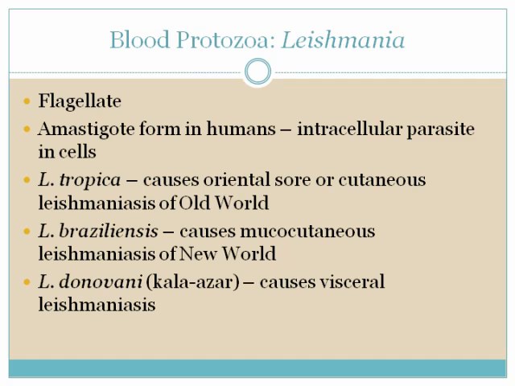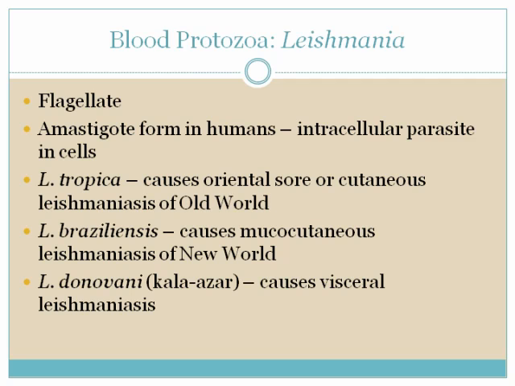Okay, moving on to some blood protozoa. We have Leishmania. This is a flagellate. In humans, you're going to see what's called the amastigote form. It's the intracellular parasite within cells. There are different species of Leishmania.